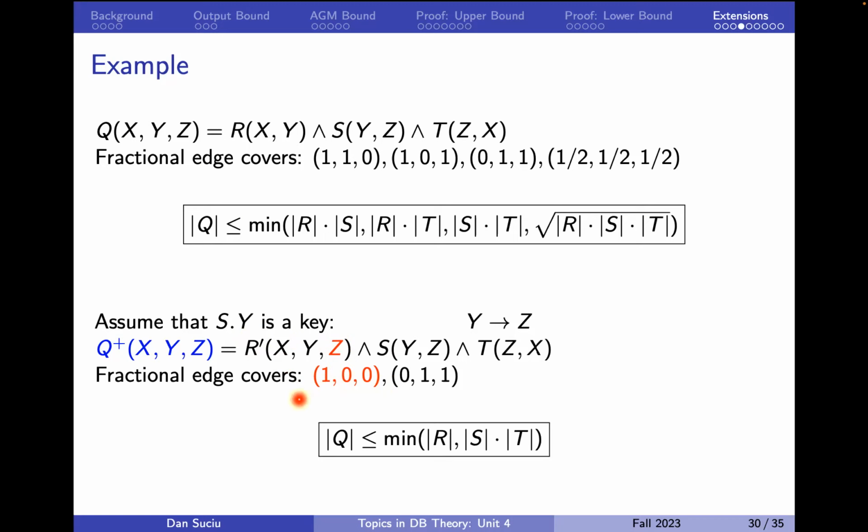So I have this 1, 0, 0. And I can also, I still need to keep the other one, the 0, 1, 1. And then the bound improves to the minimum between R and S times T. S times T was here, but R was not here. Okay, so this technique always gives you an upper bound, and I invite you to prove as an exercise, it's not part of the homework, that if the functional dependencies are simple, you also get a lower bound.